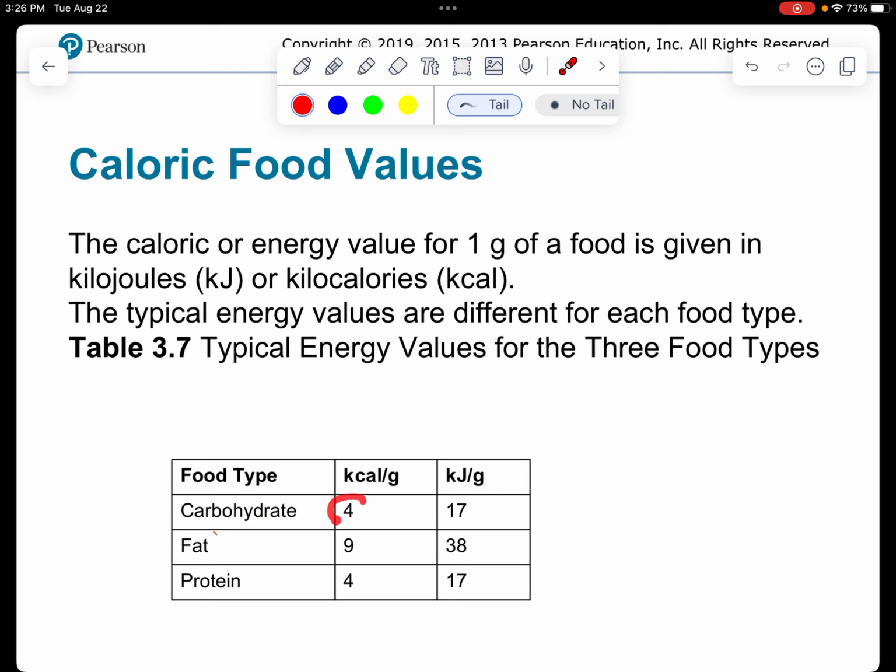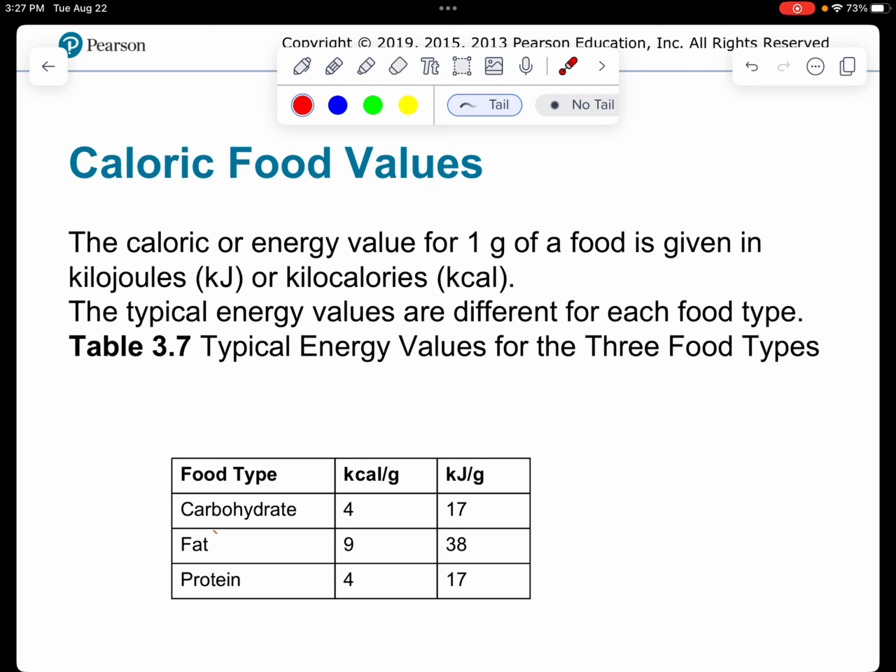Fats are more calorie dense. That's not the same as physical density, but they have more kcals per gram. A fat has 9 kilocalories per gram, or 38 kilojoules. Proteins are similar to carbohydrates with 4 kilocalories per gram. So if you know how many grams of carbohydrate, fat, and protein are in a food, you can calculate its caloric content. And here's a bunch of examples.